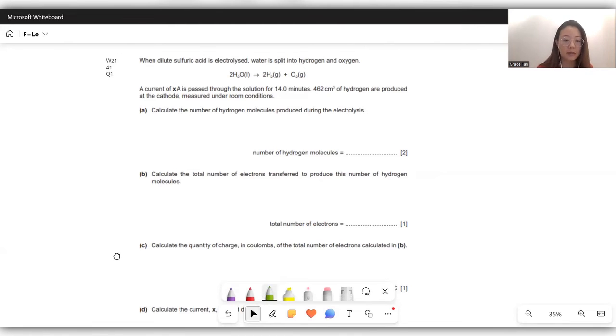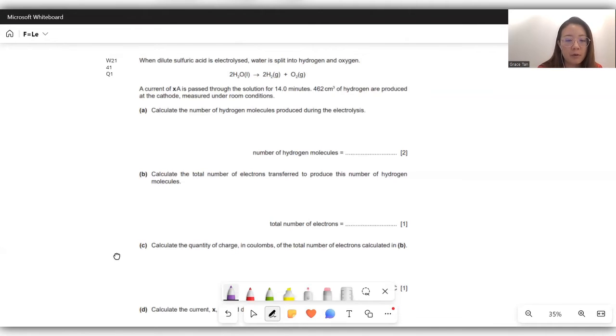So let's look at this Winter 21. When dilute sulfuric acid is electrolyzed, water is split into hydrogen and oxygen. A current of X ampere is passed through the solution for 40 minutes. 462 cm cube of hydrogen are produced at the cathode, because cations move to the cathode, and they are measured under room conditions. Calculate the number of hydrogen molecules produced during the electrolysis.